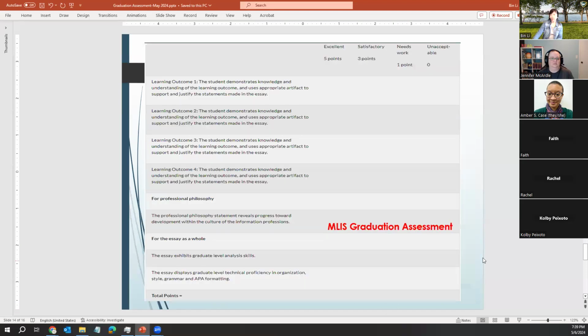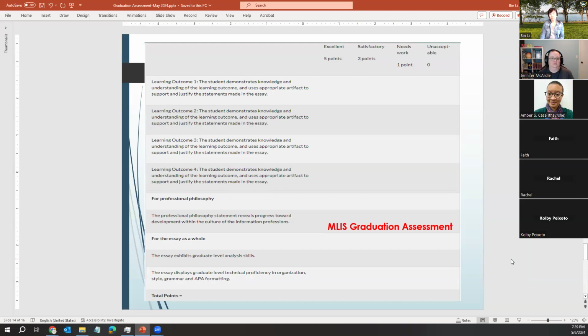For the MLIS, it's a point for each learning outcome, and then the concluding piece for your professional philosophy, and then your writing skills. So this is the assessment.